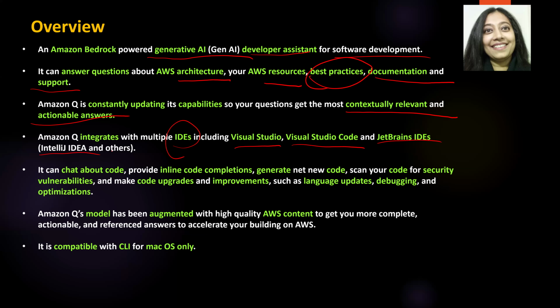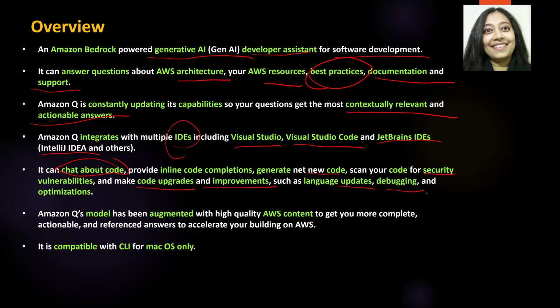So what can this service do for us? Let's see. It can chat about code. I believe this feature is currently in preview while I'm recording this video. It can also provide inline code completions. It can generate new code for you. It can scan your code for security vulnerabilities. It can make code upgrades and improvements, such as language updates, debugging, and optimization.